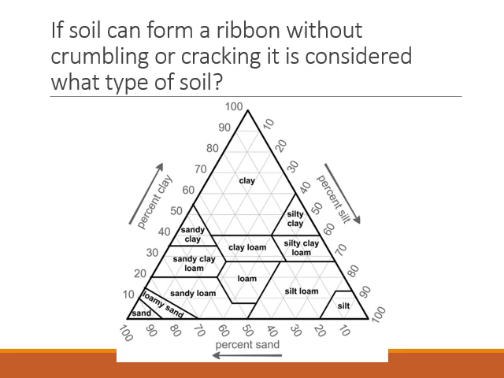If a soil can form a ribbon, so remember ribbon tests, if you can form a ribbon without crumbling or cracking, what type of soil is it? Well, anything with more than, where's the clay, right? You get clay, anything more than 40%. Actually, more than 20, technically, we start to get into all clay classifications. 20, 25. Everything above here has got some sort of clay prefix.